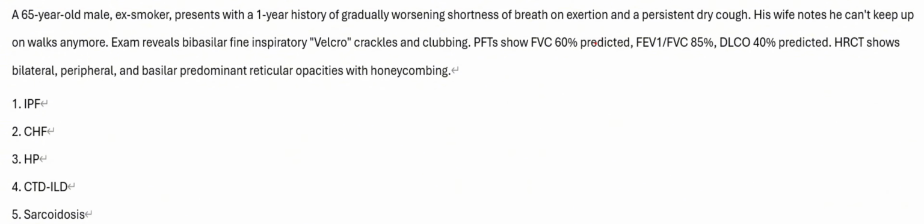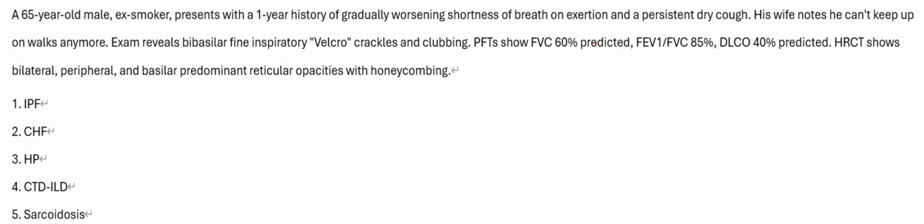Second option, congestive heart failure. The similarity with idiopathic pulmonary fibrosis is dyspnea and crackles. The difference is that CHF crackles can be wetter, and there are other symptoms as well, like orthopnea, paroxysmal nocturnal dyspnea, and peripheral edema. And then we can do other investigations like BNP, cardiomegaly on CXR, and echocardiogram showing systolic dysfunction.